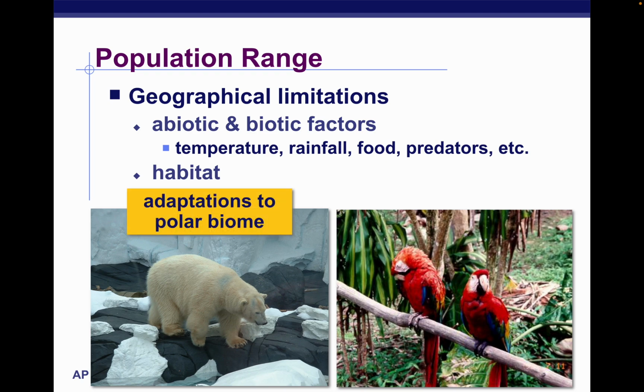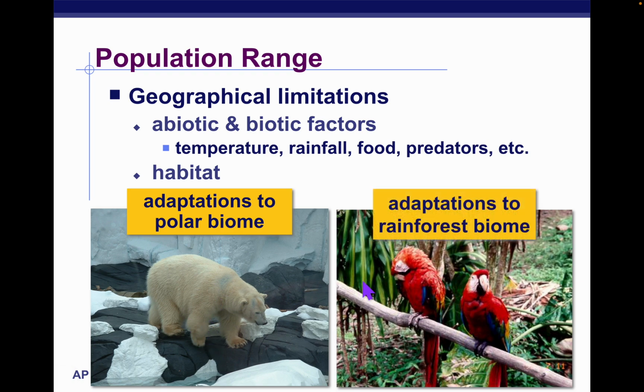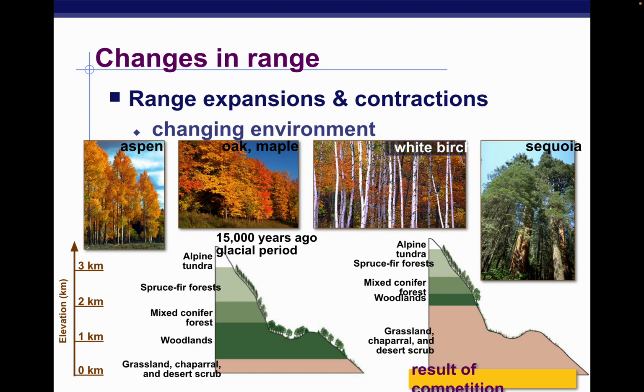So we have something here that's adapted to the polar biome. We're looking at this huge, thick white fur, and it also has a big layer of fat. Honestly, keeps it warm. And then these guys are adapted to the rainforest biome. There could be changes in range. Okay, it could have range expansions and contractions. We're taking a look at where 15,000 years ago, certain plants and trees used to grow, and it's changed quite a bit as a result of competition, right? So you can see the different density that's occurring here.